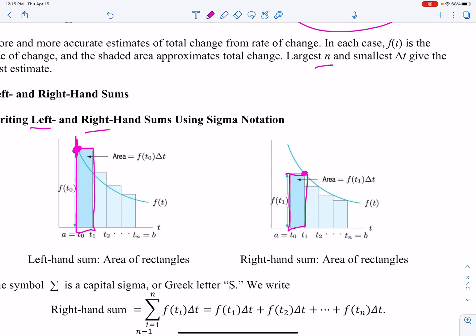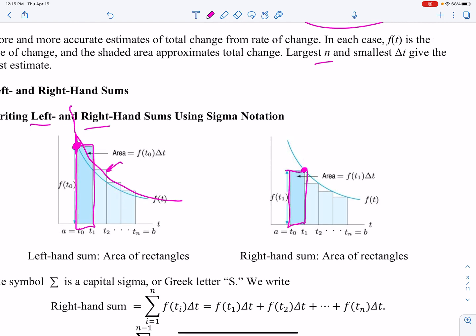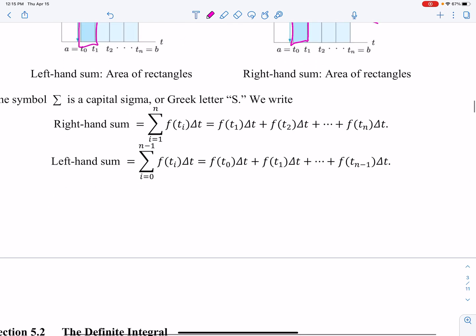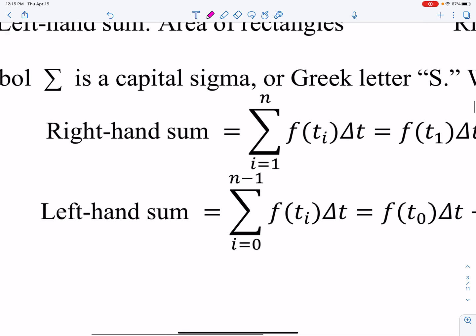Notice how this is a decreasing function in this case. And so a left-hand sum is an overestimate, because you see we have those areas that are above the curve. And for a decreasing function, a right-hand sum is an underestimate, so be careful with that. All right, so this is the symbolism here.